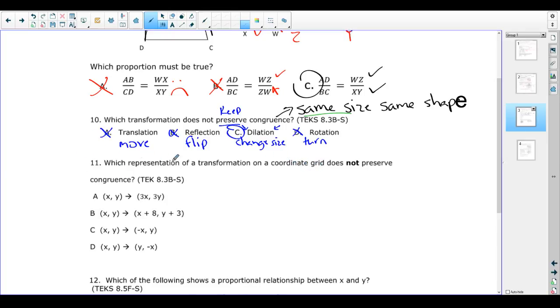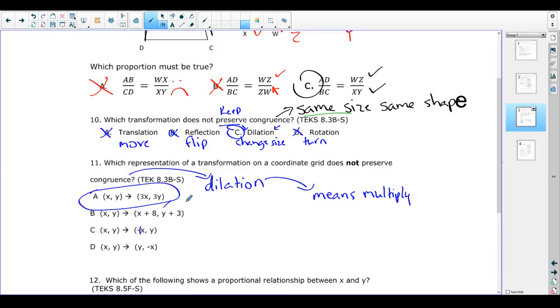And then number 11 goes along with it. So if you got number 10 right, hopefully you got number 11 right. So which is a rule for that? So we know the only one that does not preserve congruence is dilation. And we know, because I write it down every single time, dilation means multiply. So which of these are you multiplying by something other than 1? Some of you will be like, oh, well, negative x, really it's times negative 1x, so I'll multiply. Get out of here, nerd. So which of these has you multiplying by something other than 1? The only one is this one here.